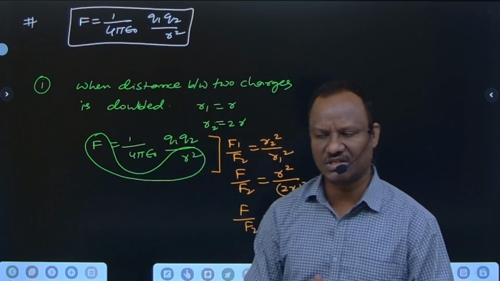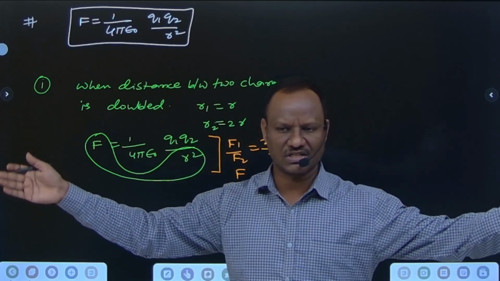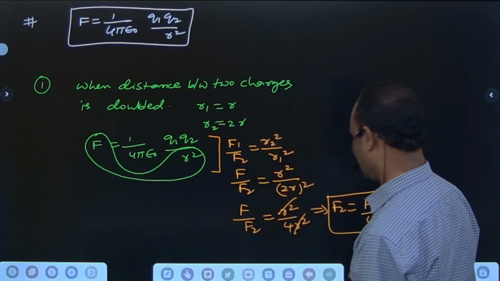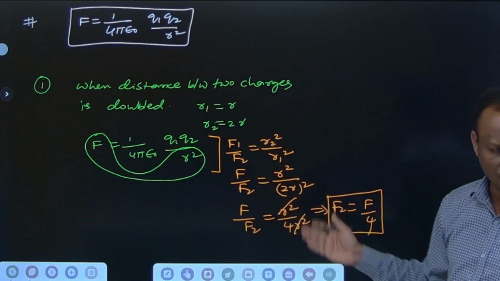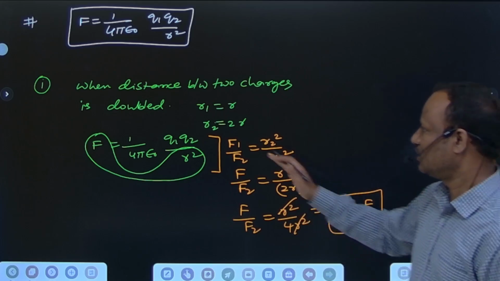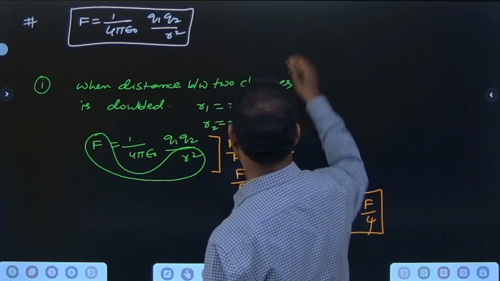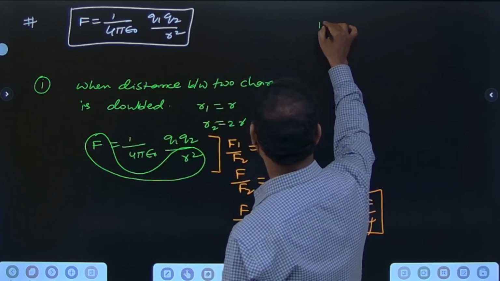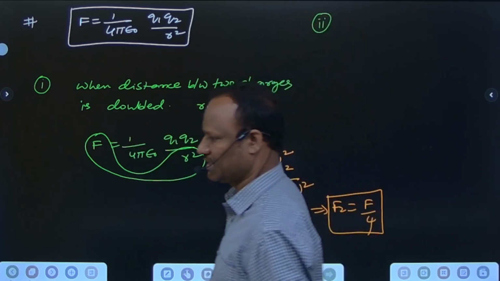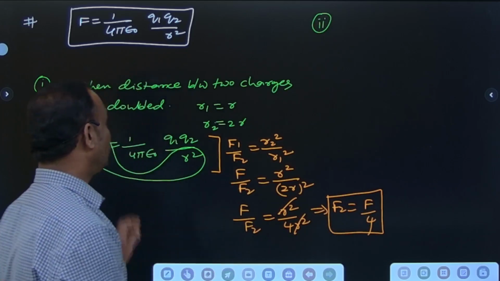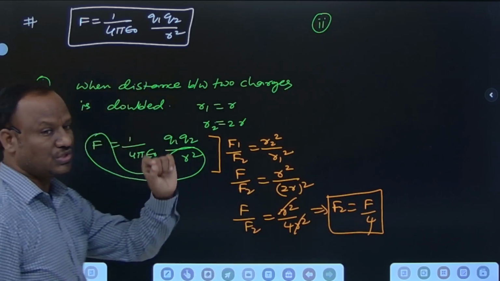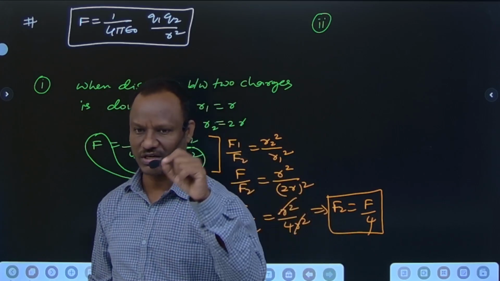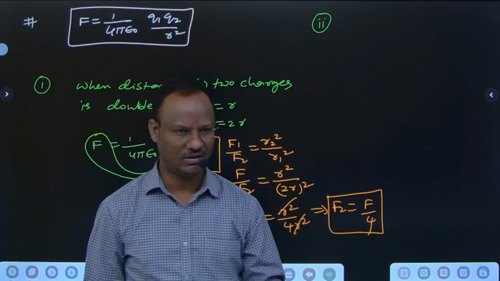Sir, when distance is increased, does the force of attraction or repulsion increase or decrease? It decreases. How many times? 1 by 4 times. Okay. So 4 times decreases. So the first model is when the distance between the two charges is doubled. And for the second, the second one is a very important thing. Two charges are kept in the medium. What is the new electrostatic force of attraction or repulsion?